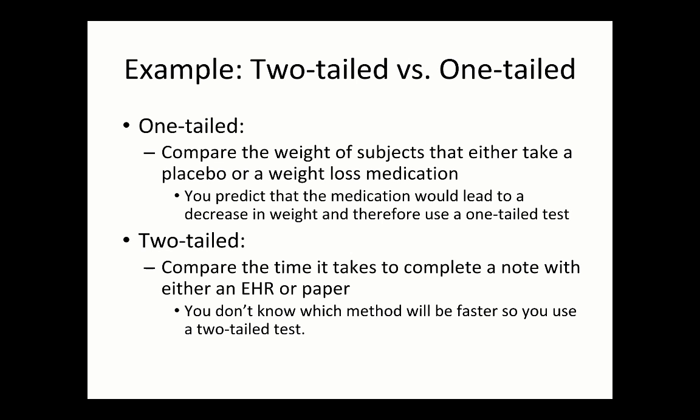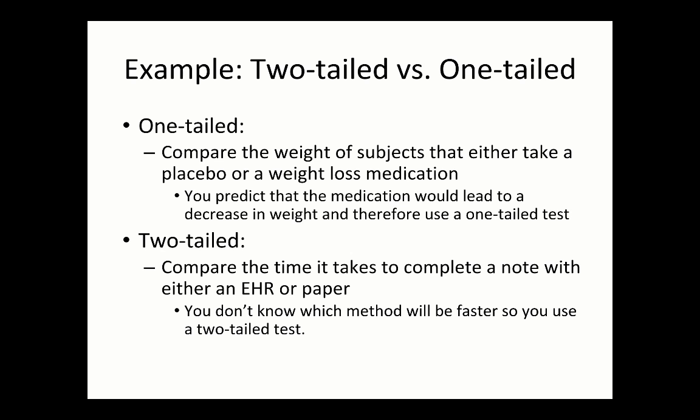To clarify the difference, let's actually look at a couple examples. Let's say you wanted to compare the weight of subjects that either take a placebo or a new weight loss drug. You can opt to predict that the weight loss drug would lead to a decrease in weight and therefore use a one-tailed test. If, however, the weight loss drug caused a drastic increase in weight, you would not detect a significant difference in the direction if you stayed with that one-tailed test.